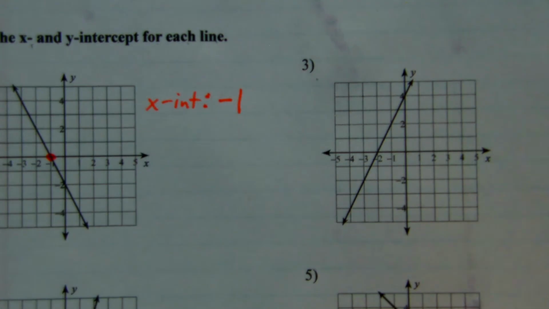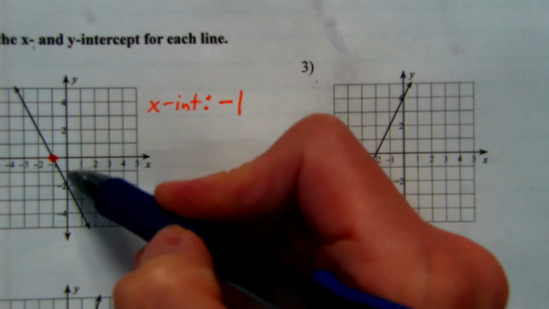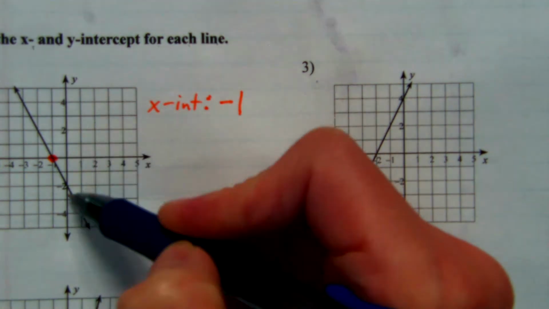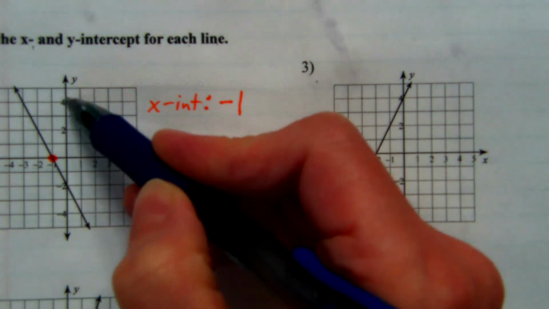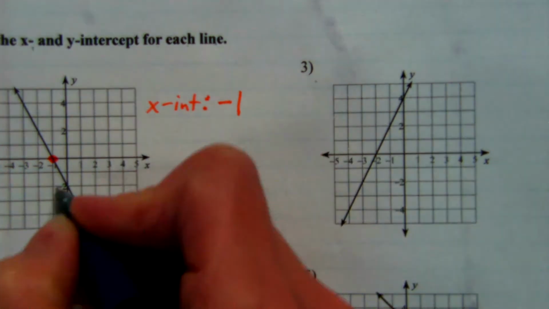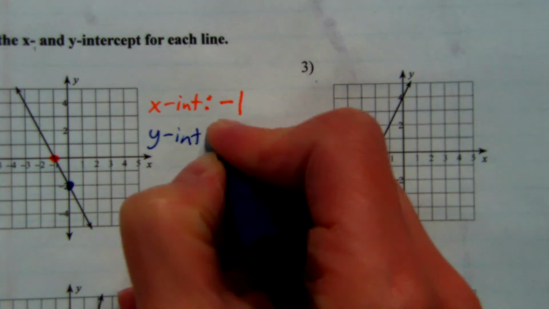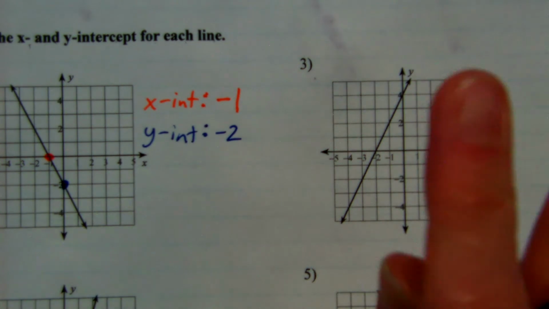Then I'm going to look for the y-intercept. So I'm going to look at the y-axis, which goes up and down. Where does it cross the y-axis? Can you guys tell me? Where does it cross the y-axis? -2. At -2. So that point right there. I'm going to say that the y-intercept is -2. So that's the main idea for today.